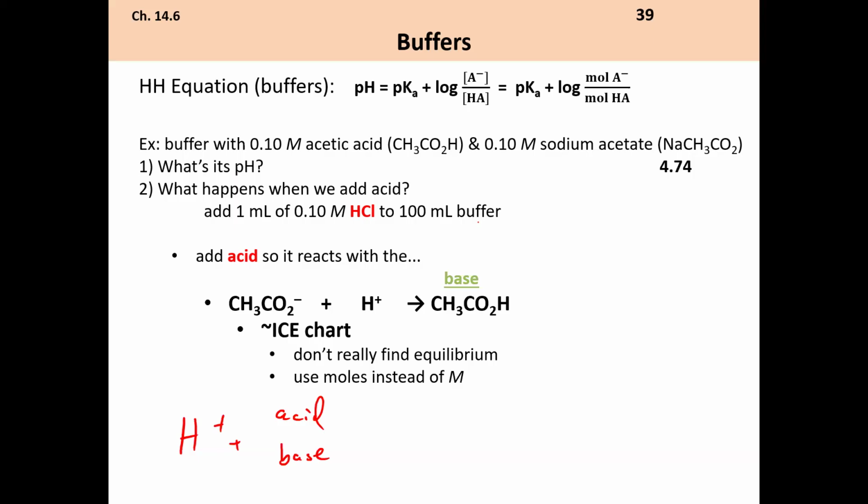In order to figure out the pH, you need to use an ICE chart, and then use the Henderson-Hasselbalch equation again. We're not going to do that, but I can tell you, if you were to do the problem, the pH would end up being 4.73. So notice what happened. You added in H plus, you added in an acid, and the pH barely changed. That's what buffers do.